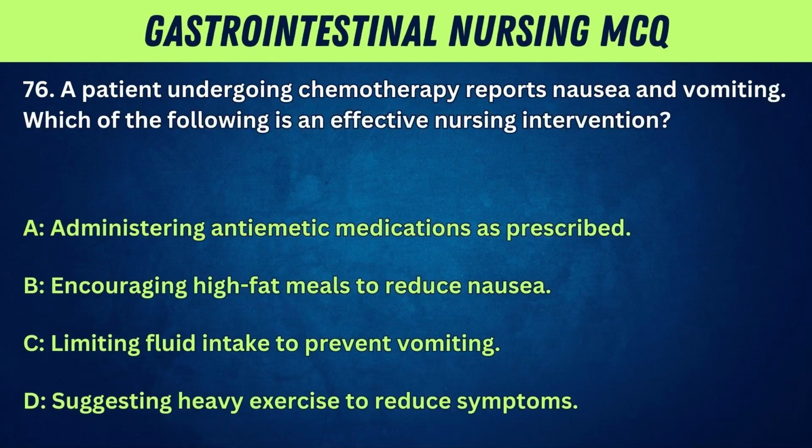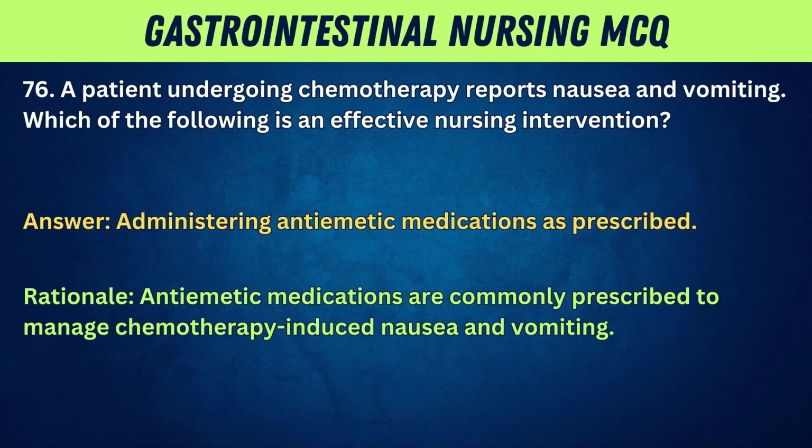76. A patient undergoing chemotherapy reports nausea and vomiting. Which of the following is an effective nursing intervention? A. Administering antiemetic medications as prescribed. B. Encouraging high-fat meals to reduce nausea. C. Limiting fluid intake to prevent vomiting. D. Suggesting heavy exercise to reduce symptoms. Answer. Administering antiemetic medications as prescribed. Rationale. Antiemetic medications are commonly prescribed to manage chemotherapy-induced nausea and vomiting.